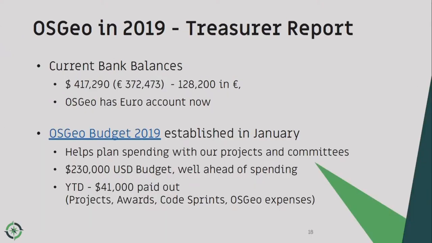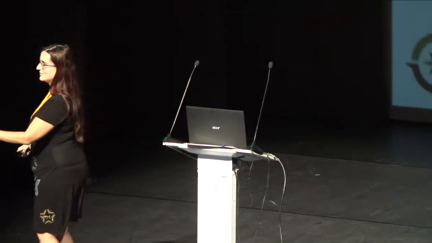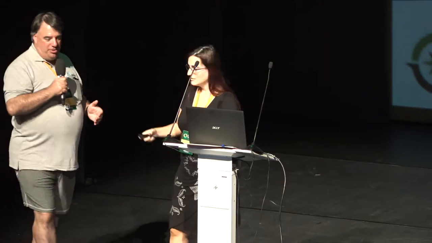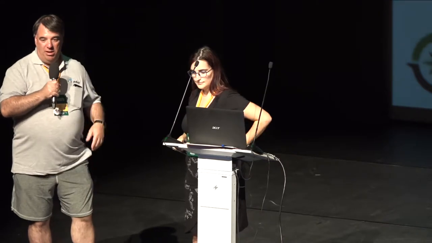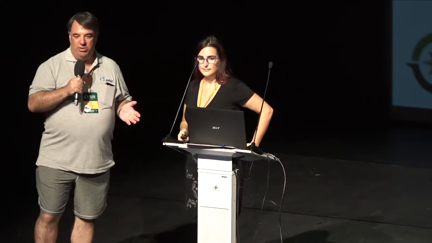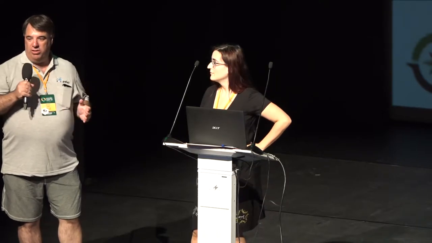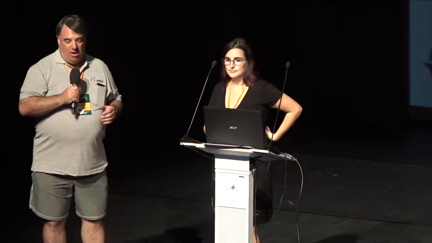Treasurer: I just want to say that OSGeo is quite healthy. We have an active bank account in both euros and dollars now. The OSGeo budget was established in January. You can see how much spending we have allocated for the various projects. Year to date, we've paid out $41,000 to the various projects and initiatives, and that's just a fraction of the total budget. So those projects of yours that are out there, get your requests in for funding for this year and get stuff done. We've had a few bylaw changes and a little bit of financial guidance put out, so you can check those out on the OSGeo website.